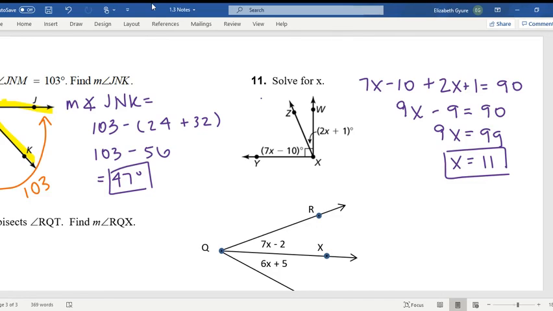And then in the next video, we're going to go to some that have angle bisectors.